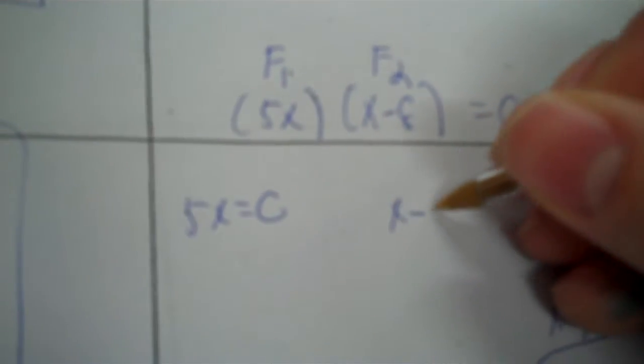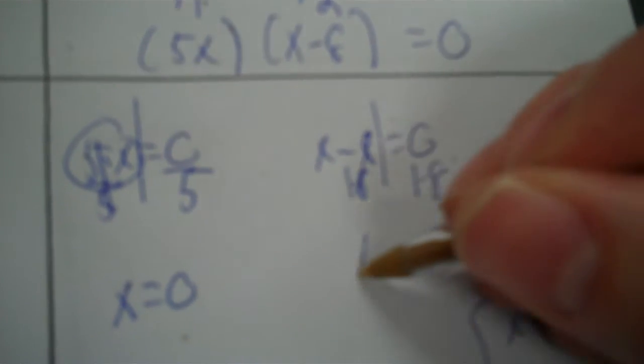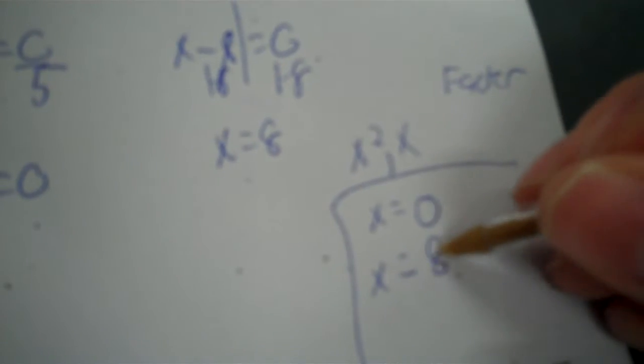Okay, so 5x could equal 0, or x minus 8 could equal 0. So we divide by 5 on both sides. 0 divided by 5 is 0. Over here we need to plus 8, and x equals 8. So the answers are 0 and 8.